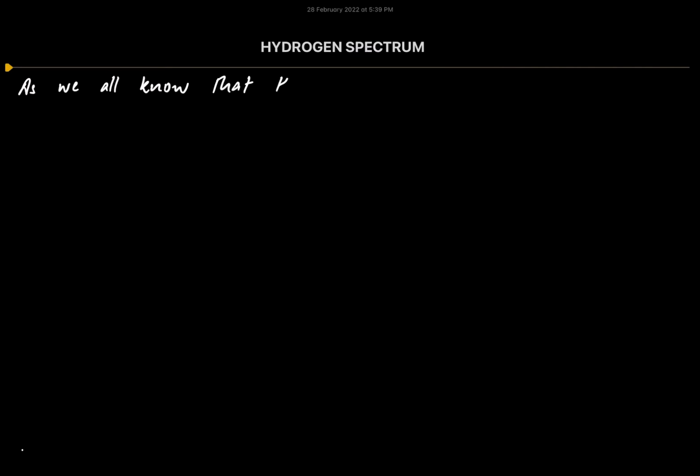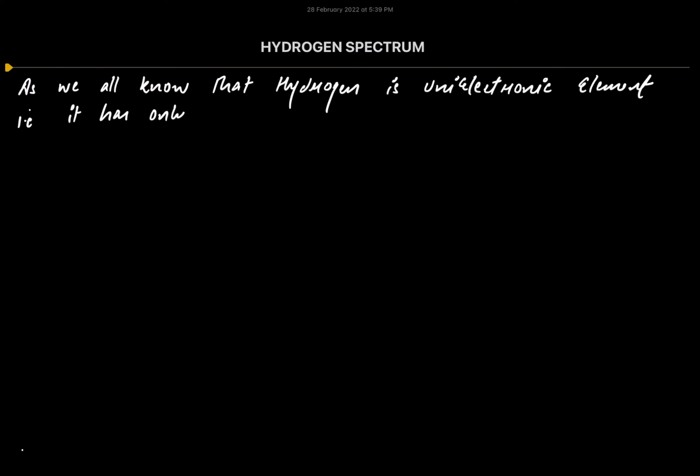So let me write this thing first. As we all know that hydrogen is a uni-electronic element, that is, it has only one electron in its first orbit, and we all know that the first orbit is the lowest energy orbit. The first orbit has the lowest energy, so it can also be called as the lowest stationary state or the orbit with the lowest energy.